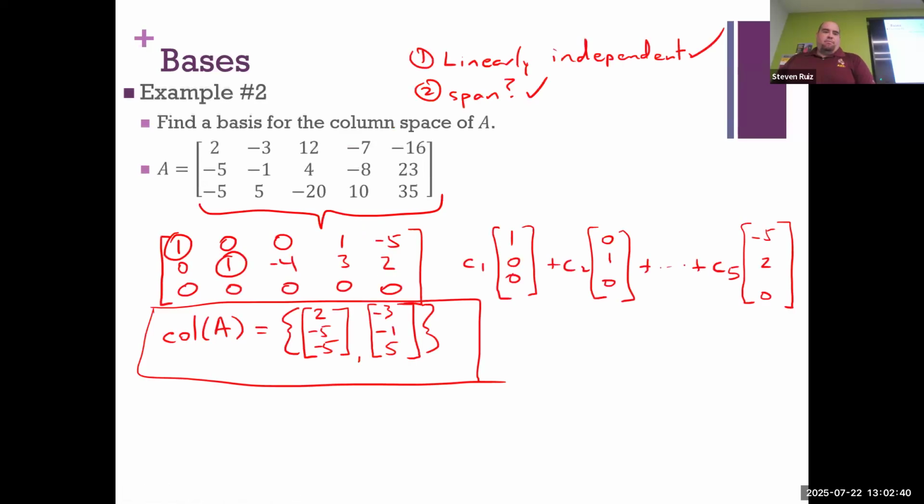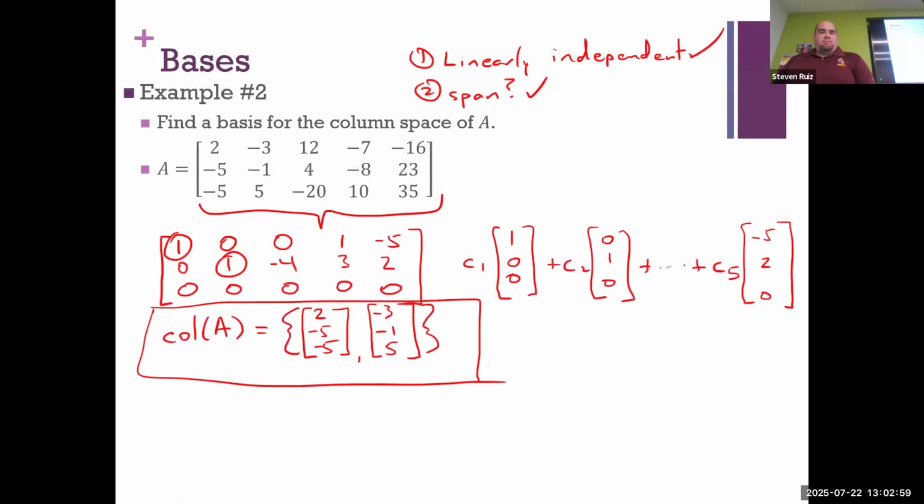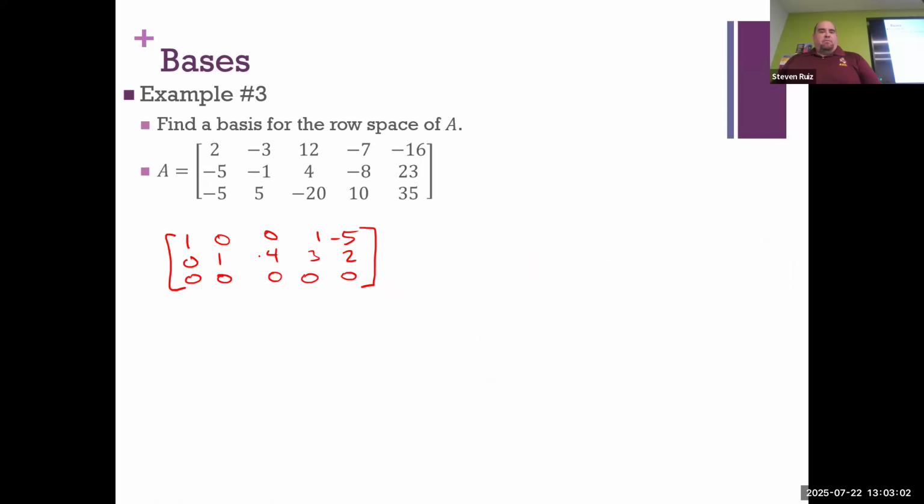Other way around. Zero, 1, 4. Did I flip some signs in there? Zero, 1, negative 4, 3, 2. Okay. So when we do Gauss-Jordan elimination on this, this is the matrix we get.